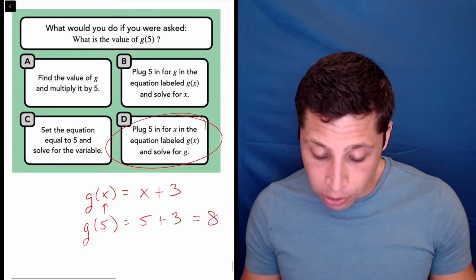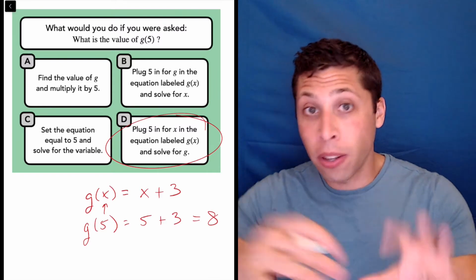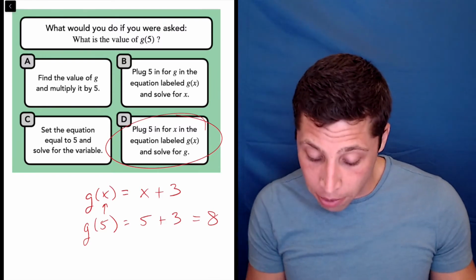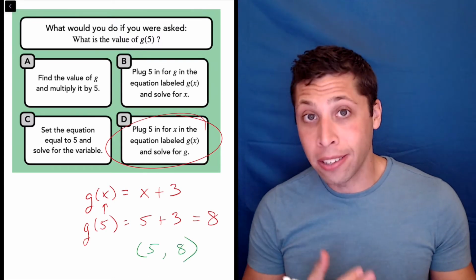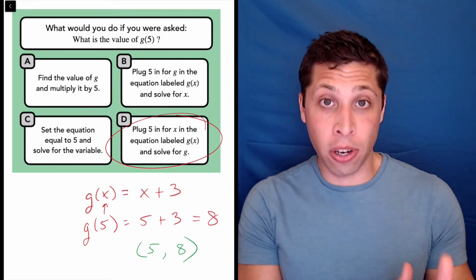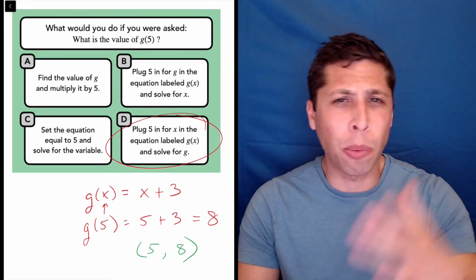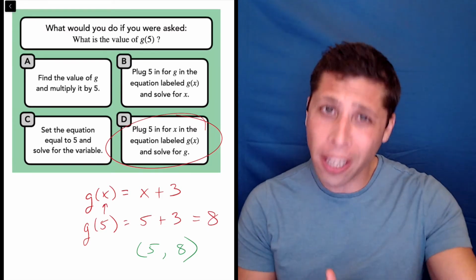So another way to understand this is that we just found a point that lies on the graph of g, right? So there's lots of points, but this is one of them, and that point in xy terms is (5, 8). So the key to function notation is to know that it's telling you something that you've known for a very long time. As long as you've done algebra, you've known x's and y's and equations. It's just a slightly different way of talking about those things.